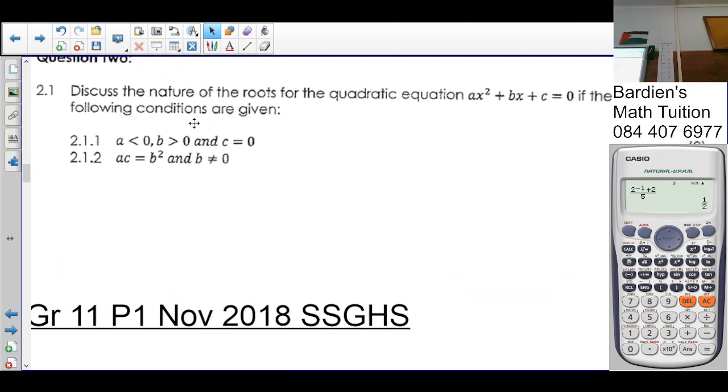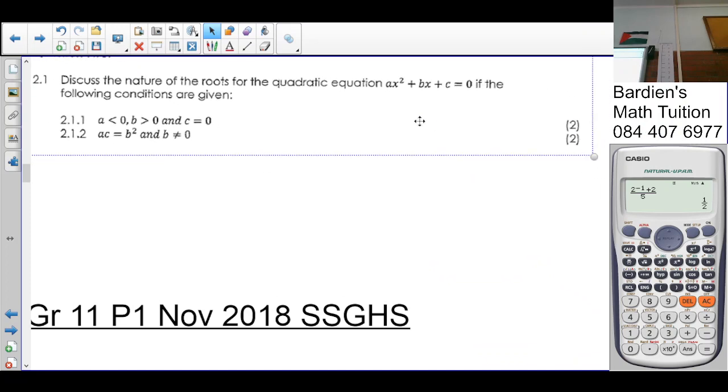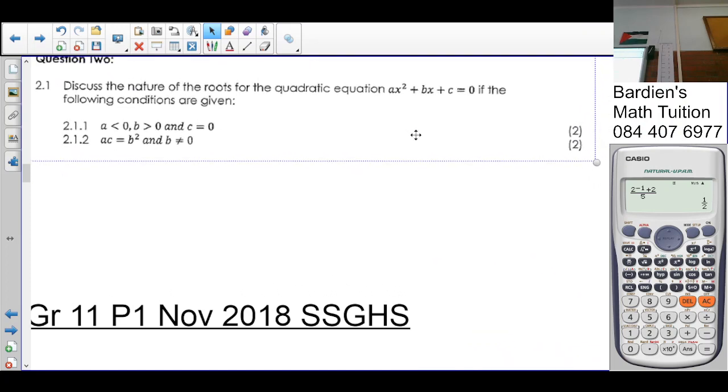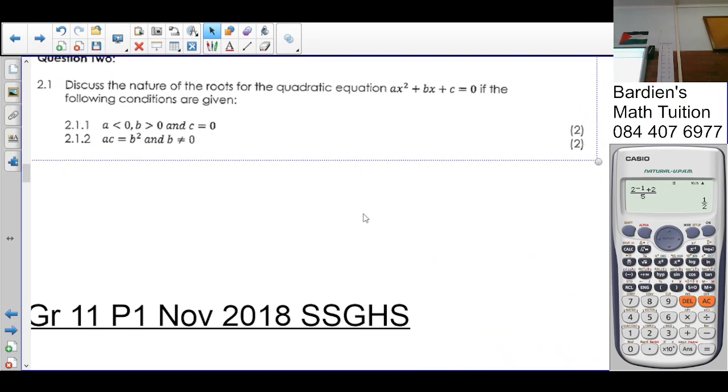Question 2. Nature of roots, our favorite in paper 1. Shouldn't be, no? Not that complex. Discuss the nature of the roots of the following quadratic equation: ax squared plus bx plus c equals 0 if the following conditions are given. A is negative, B is positive, and C is 0.